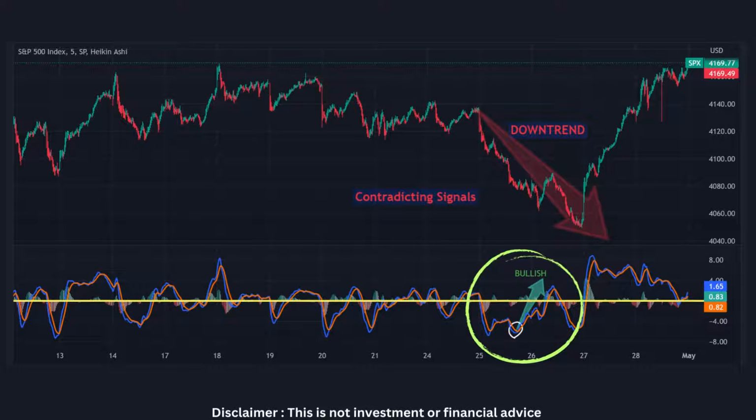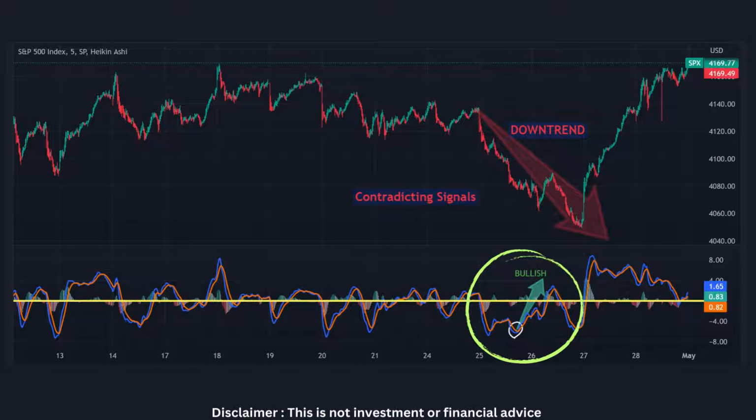So first, a common mistake that traders make is that they're using the indicator by itself. Let me show you why it's a bad idea to use the MACD alone. So here we can see that the overall market is in a downtrend. However, the MACD is crossing over upwards. So notice how the signals are contradicting. The MACD is indicating a bullish momentum, but the market is in a downtrend.